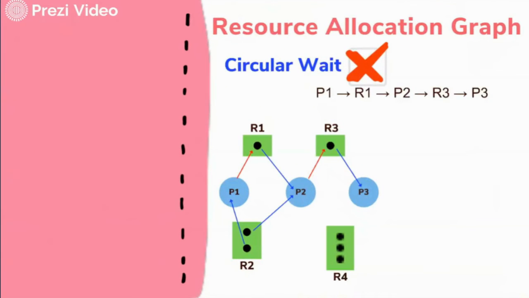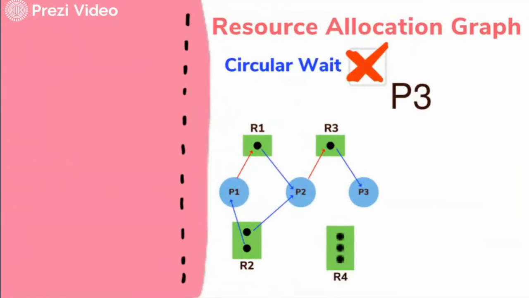So that condition is also satisfied here. The fourth condition, circular wait, is not there. But let us take process P1. The circular wait condition is not obtained. Why? Because P1 is requesting R1 and R1 is assigned to P2, and P2 is requesting R3 and R3 is assigned to P3. So there is no circular wait for the process P1. In the same way, there is no circular wait for process P2, since P2 is requesting R3 and R3 is assigned to P3. In the same way, circular wait is not there for P3 because P3 is a process that is assigned only resource R3.